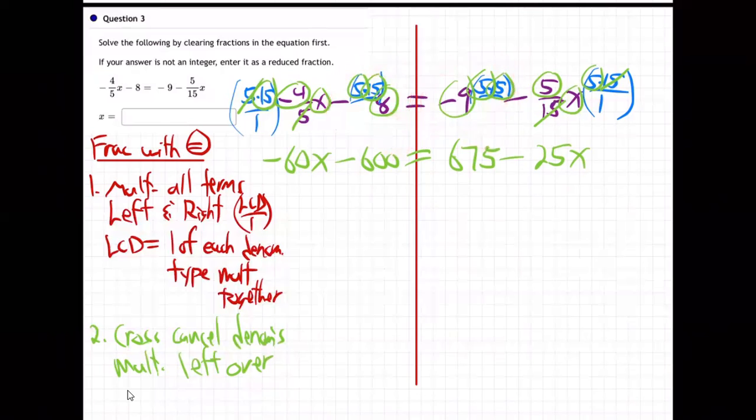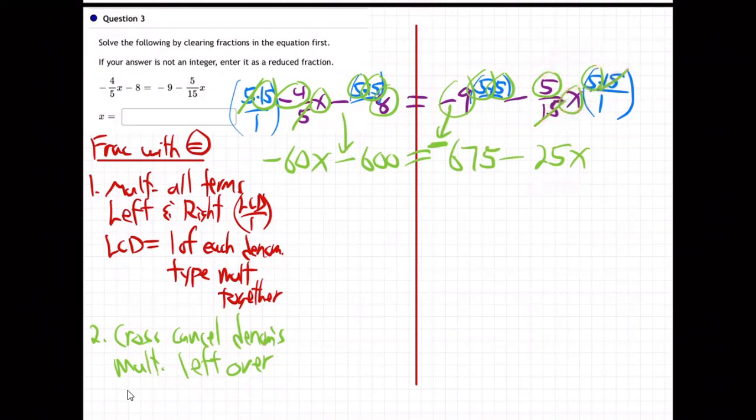Oh, I forgot the negative sign, didn't I? Be careful. Don't do what I did. Don't forget that negative sign. And then back over here, these 15s cross-canceled. Multiply what's left over. 5 times 5 times x, 25x.